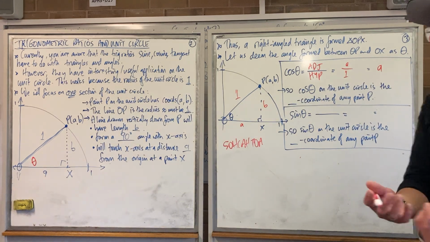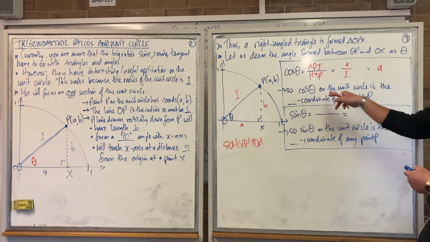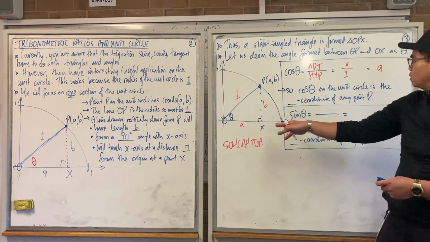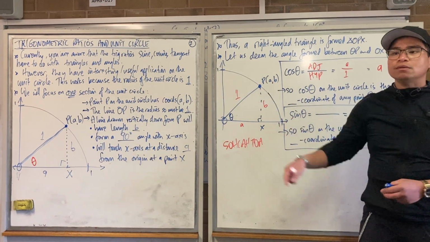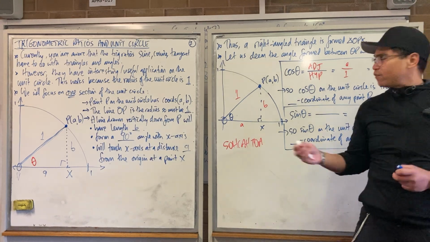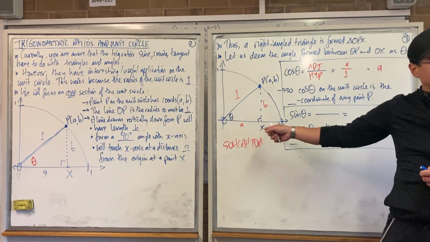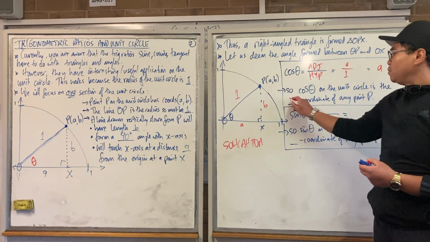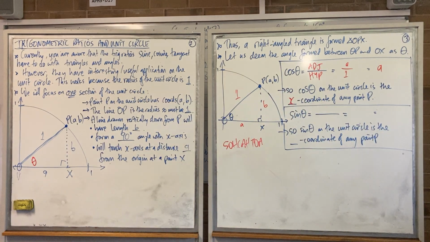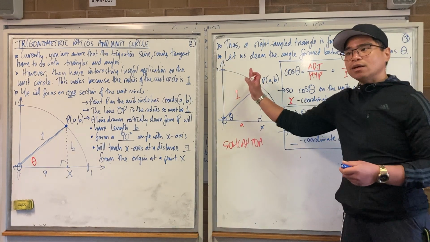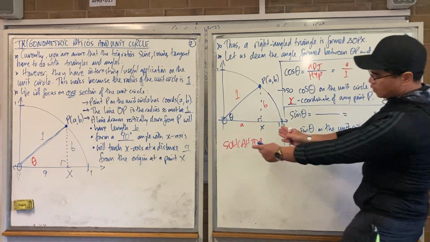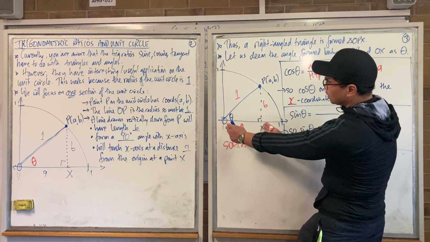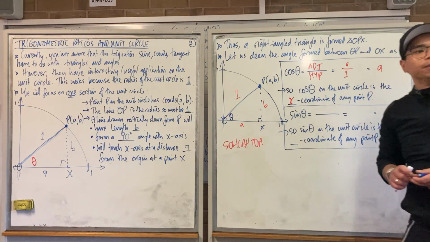So therefore, can I establish that cos theta on the unit circle is which coordinate of the point P? The x coordinate or the y coordinate? Is it telling me how far across I went, or how far up or down I went? How far across. So it's telling me the x coordinate. For any point along here, cos theta is how far I need to go right or left to reach that point.